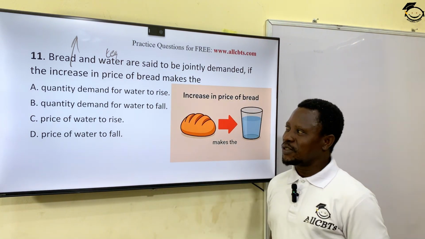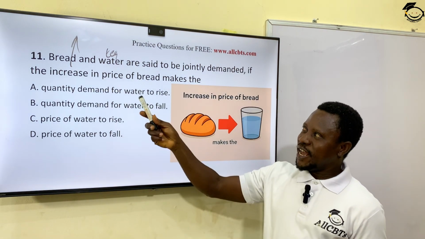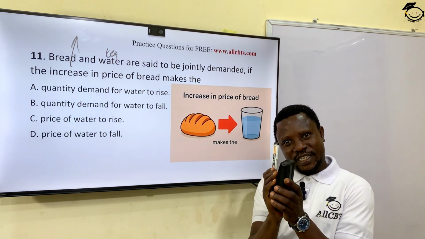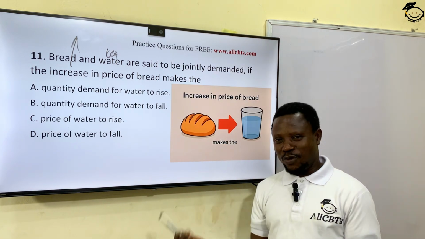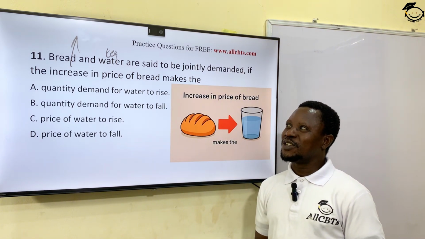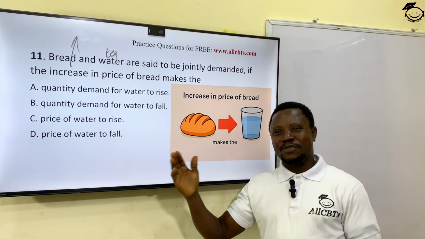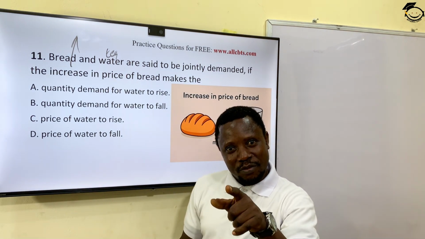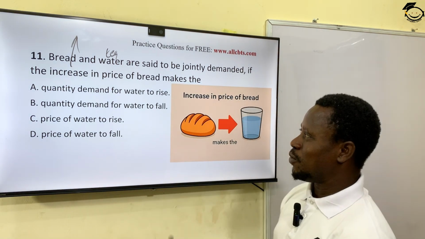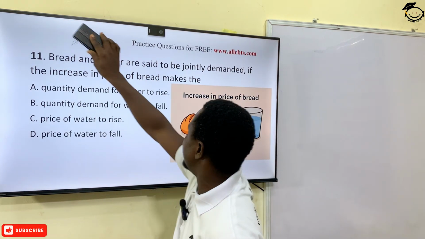The correct answer is that quantity demanded for bread will fall, and for water will fall. Why? The price of bread has gone up, so less bread will be demanded. Because they are jointly demanded, since less bread is demanded, less water will be demanded. Somebody was talking to me yesterday. He said the price of bread has gone up and people are no longer buying bread like before. So people will no longer demand tea like before, because bread and tea go together. But here it's bread and water, so the demand for water will also fall. That is, option B is the most correct answer.